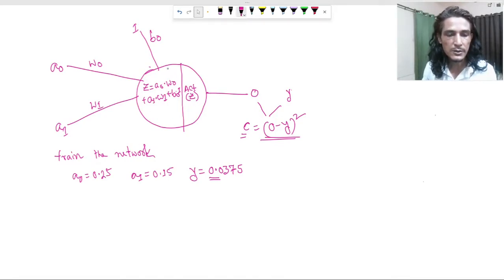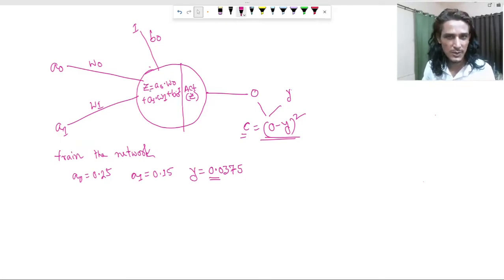This neuron takes two inputs, which I'm labeling as A0 and A1. You can think of them as activation 0 and activation 1 from the previous layer. These inputs are connected to the neuron through some weights, say W0 and W1. The neuron is also connected to a bias, say B0.